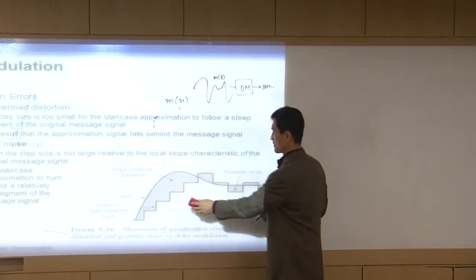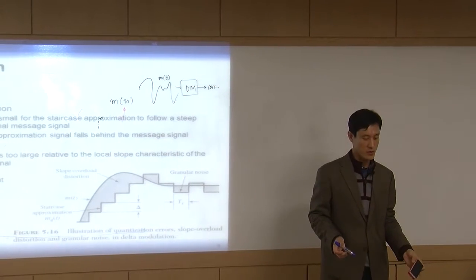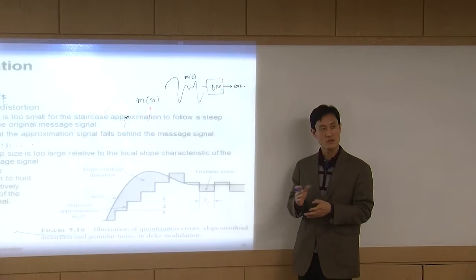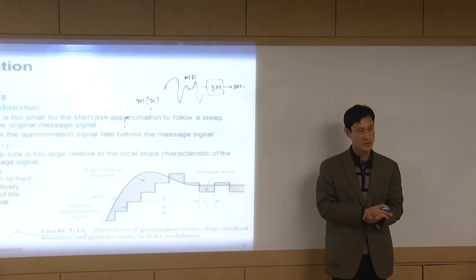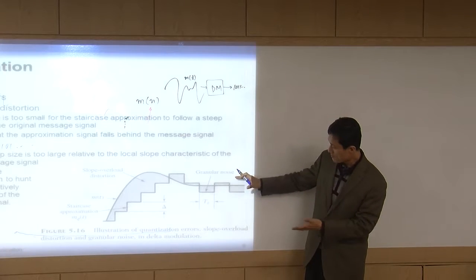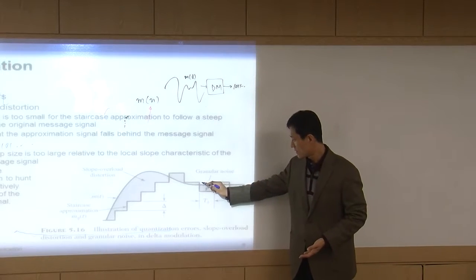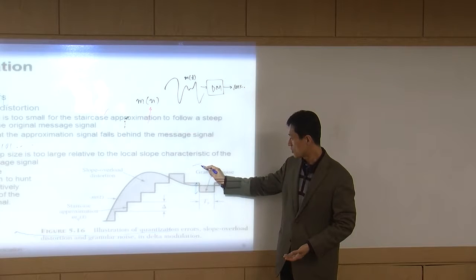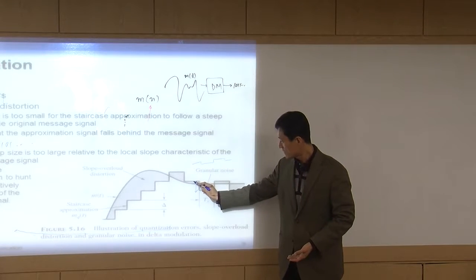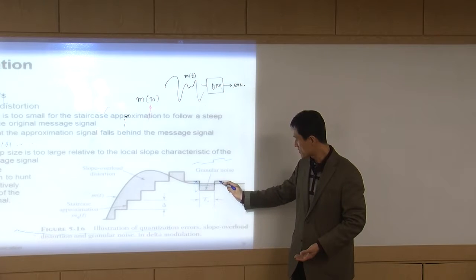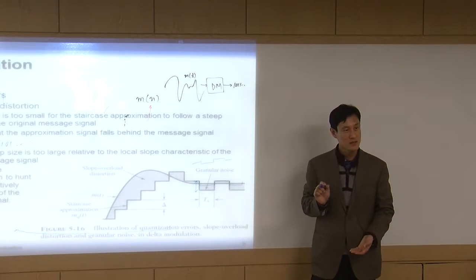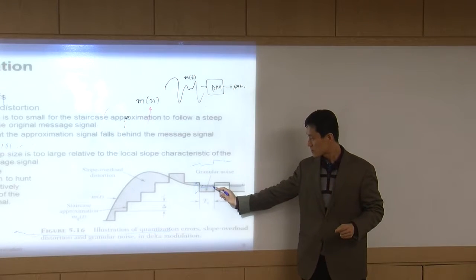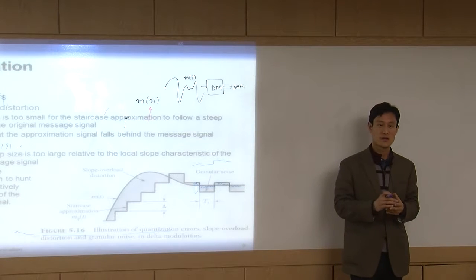What about this one? How can you remove this granular noise? How can you reduce it? You cannot remove it, but you can reduce it. How can you reduce the granular noise? You can make the step size smaller. Right now, this is a step size, but you can make a small step size like that, right? If you make a small step size, it's going to be like this, because your step size is smaller. So your error is only this much. So you can reduce the error, the granular noise.